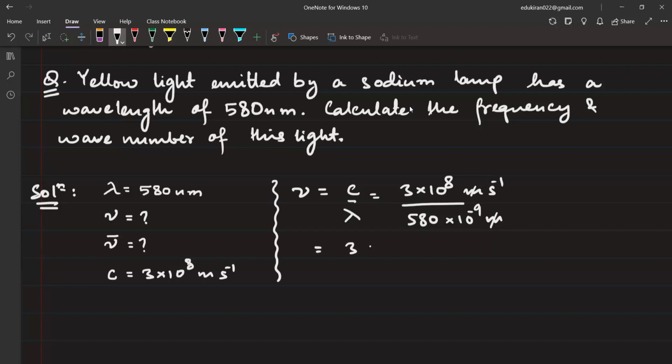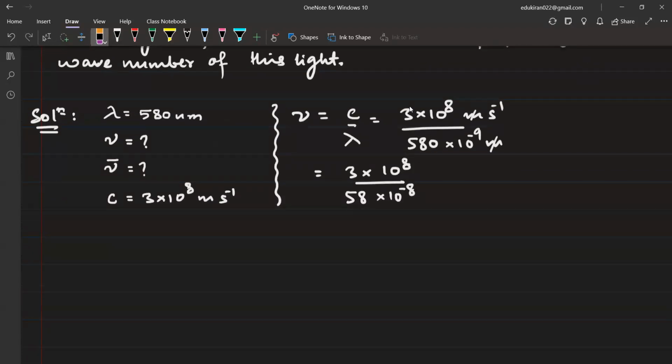You are going to get 3 into 10 to the power 8 divided by, now 580 I can write as 58 into 10 to the power minus 8. And this will be what? Second inverse. Now you can forget second inverse because you have solved the units. Your answer is going to be in second inverse. That is also correct because frequency will have a unit of second inverse.